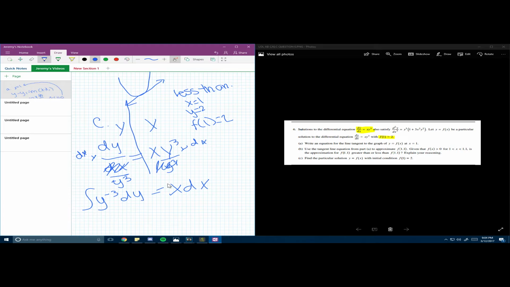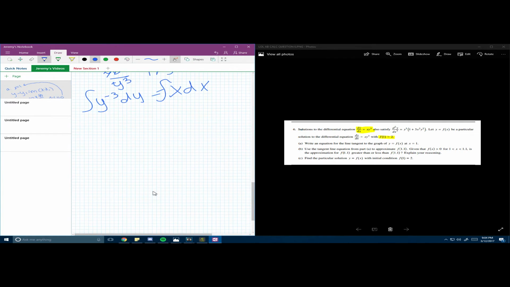Now we can start taking the integral of this, and we get y to the negative 2 times negative 1/2 is equal to x squared over 2 plus c. Now you're going to ask, why don't we have a plus c here? Well, we do technically, but if you just get rid of it and put it here, we still just have an overall constant. So that's why we don't bother to put it with the y, we just move it over here.